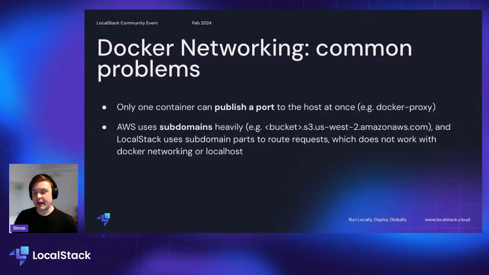As a part of the way AWS works, AWS is centered around sending network requests. AWS itself uses subdomains very heavily. So, for example, I've got here the subdomain way of addressing an S3 bucket. So it's the name of the bucket .s3.region.amazonaws.com. LocalStack does something very similar. We use subdomains in the URLs of requests that are made to LocalStack to send those requests to different services to make sure that we are handling the request correctly.